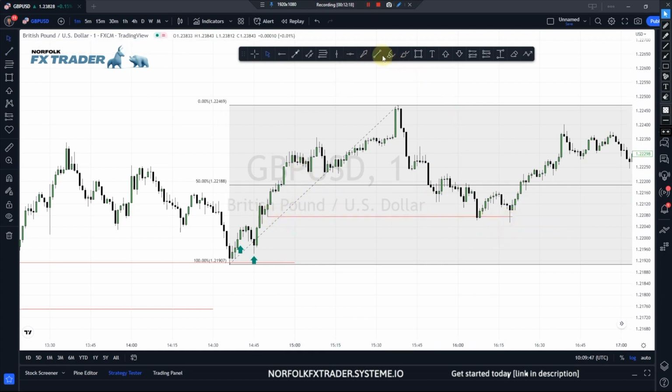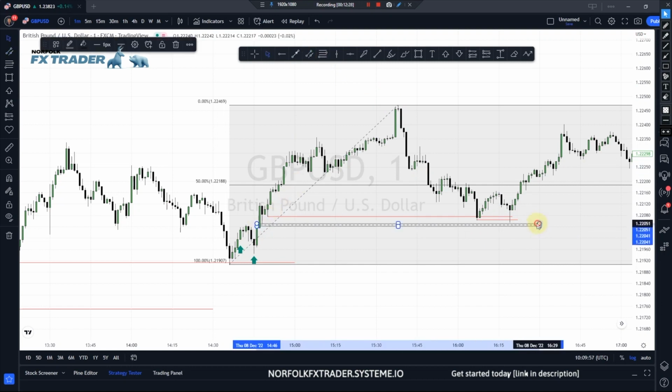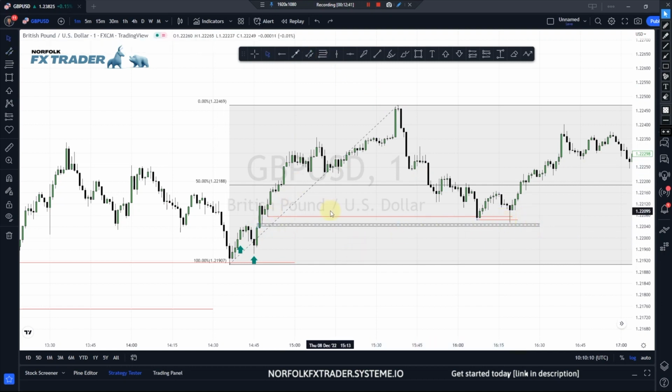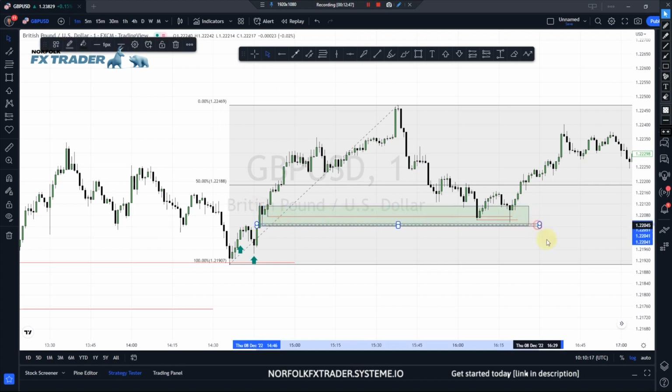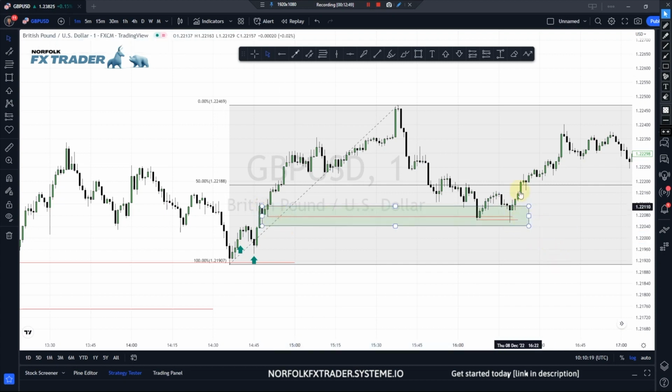And to be honest, we even have a final manipulation right here, this spike through. And if we look closely, we also have an area here of imbalance. Just missed this imbalance. And we also have, if you look here, an area of demand, where price does come into, and we get the reversal.